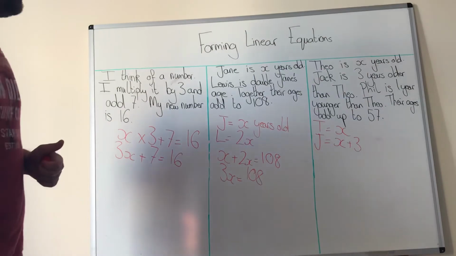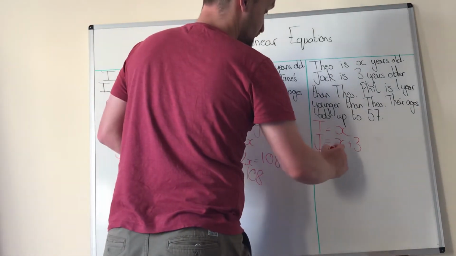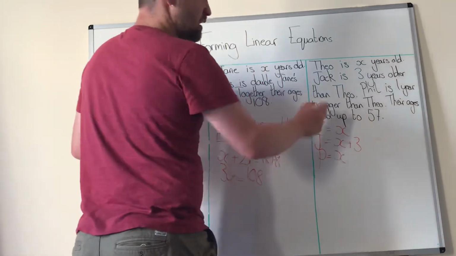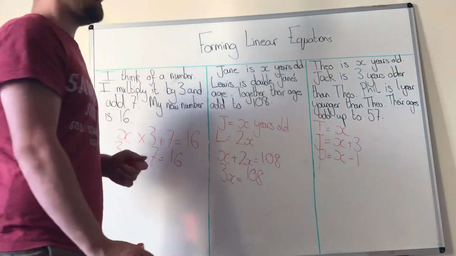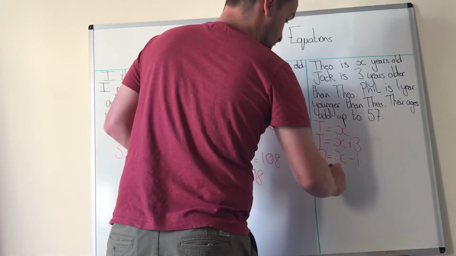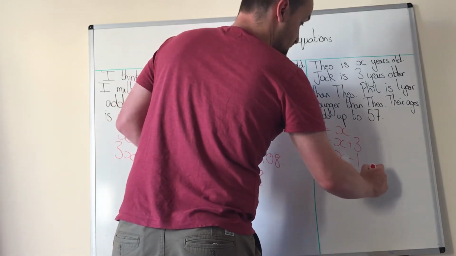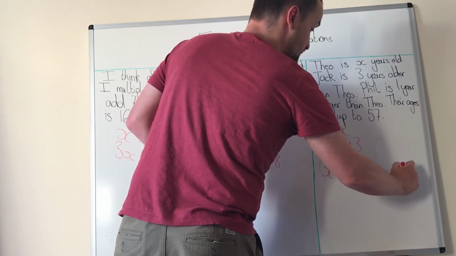Okay. Phil is 1 year younger than Theo. So P for Phil is x, which is Theo's age. 1 year younger would be minus 1. Okay, and their ages add up to 57. So what we'd have is x plus 3 plus x minus 1 equals 57.